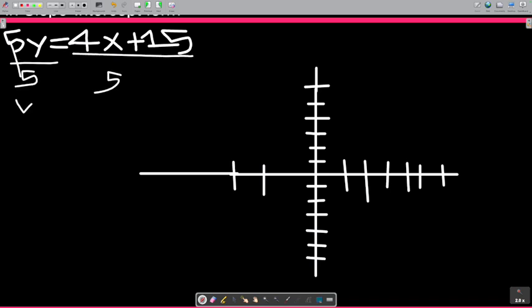So this is going to be equal to y equals 4 over 5x plus 15 over 5, which is just equal to 3. So the y-intercept is 3, which is right here, I think, yeah. And then same thing here, we can just... Why is this graph not finished?